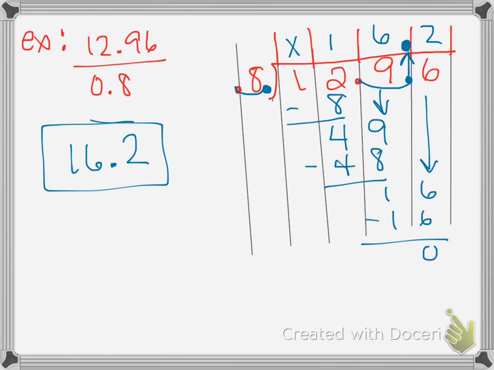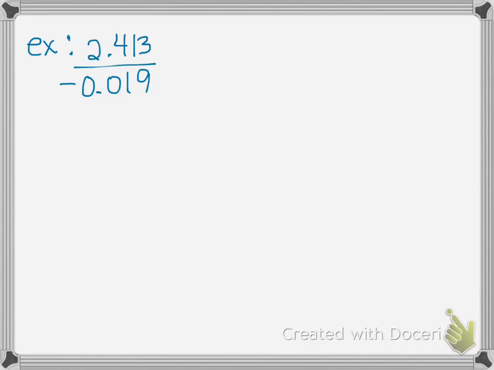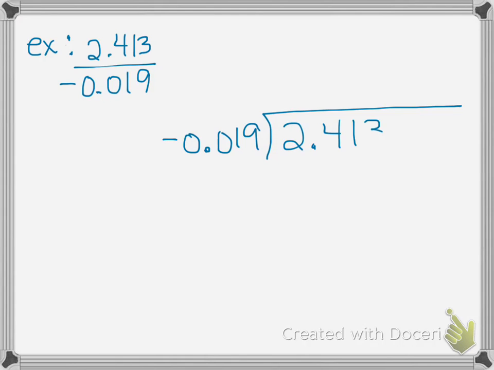So I'm going to do one more example with you. And then I'm going to ask that you try one on your own. On this example, we're going to set up that negative 0.019 on the outside, 2.413 on the inside. So we've got 1, 2, 3 to move this time. 1, 2, 3. Bring it up. And then we're not going to worry about these zeros, because now it's just 19.